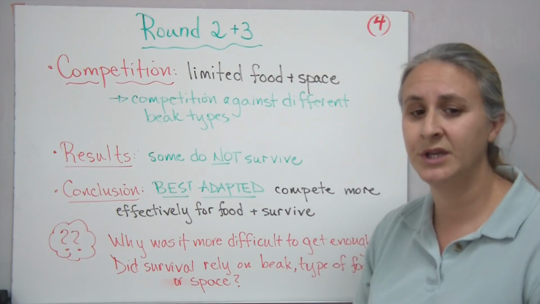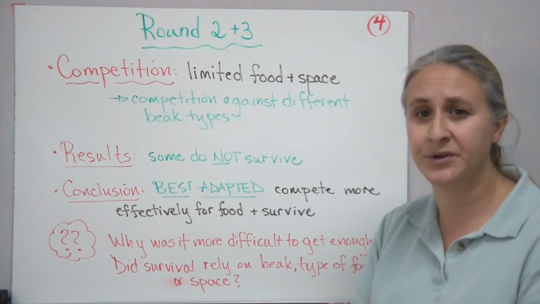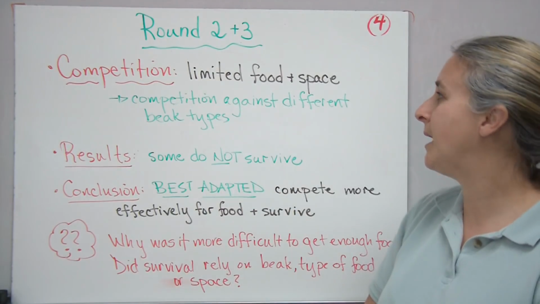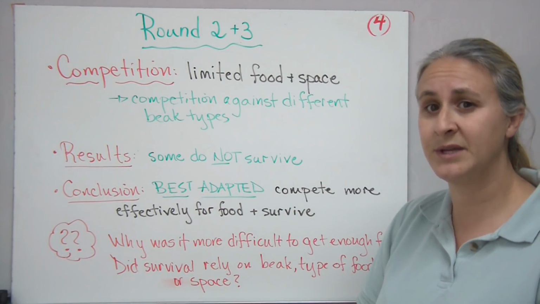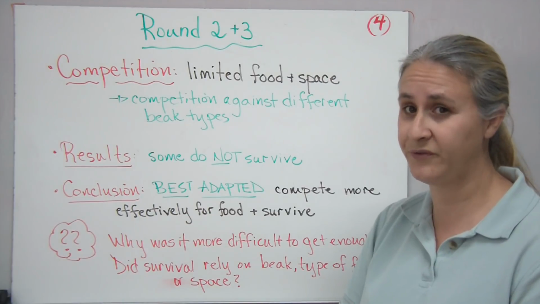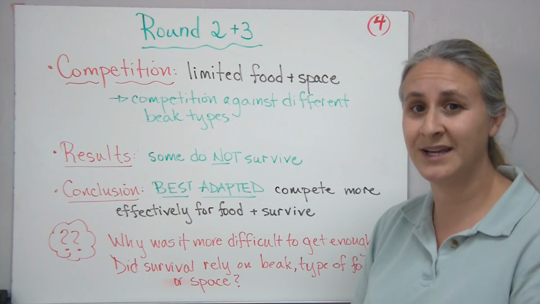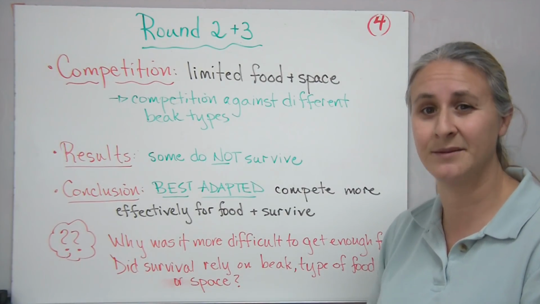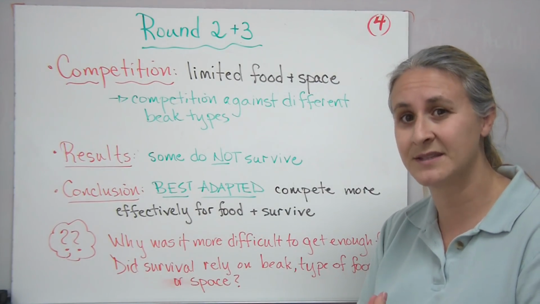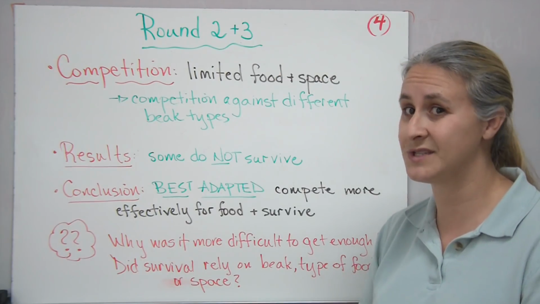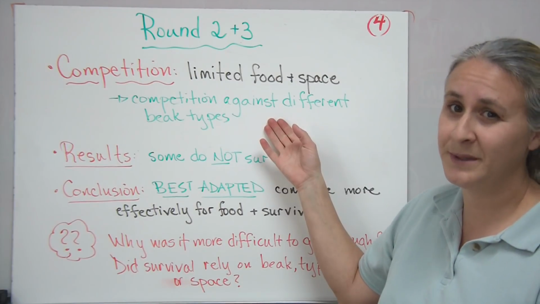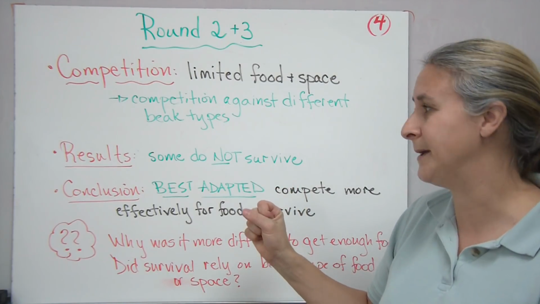In round 2, you competed against one other person, and that other person had a different beak type. So we had some competition. We had limited food and limited space. You weren't given more food in this situation, and you had to eat that food with someone else trying to eat and feed at the same time. So you were in a confined space. So now you're sharing space and you're sharing the same amount of food. And the other problem is you're competing against a person with another beak type.